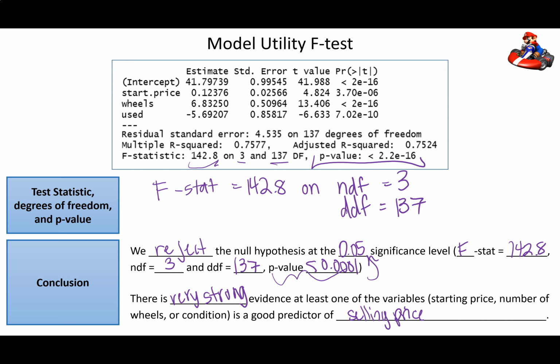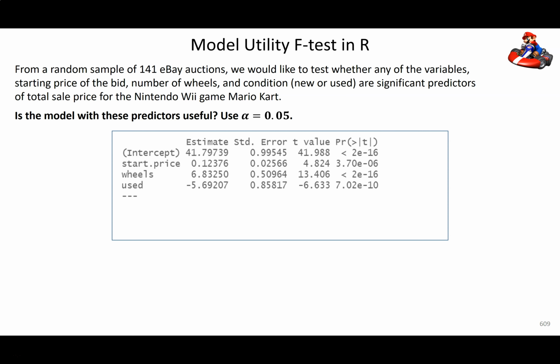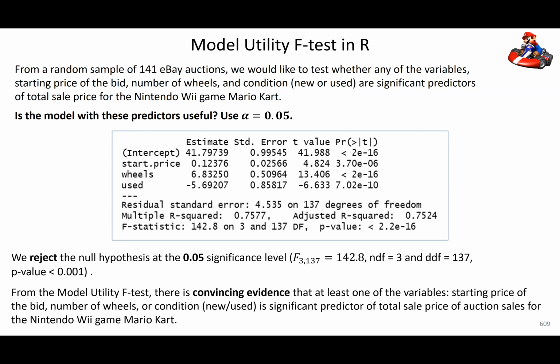And you could be more specific, so of Mario Kart on eBay, that kind of thing. You could probably even be more specific and say year. I don't know the specific year this was taken from. So here, we want to test whether any of them are useful. This is just reiterating our results here. So we reject the null hypothesis at the 0.05 significance level.